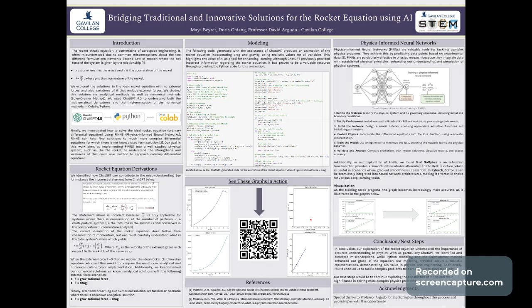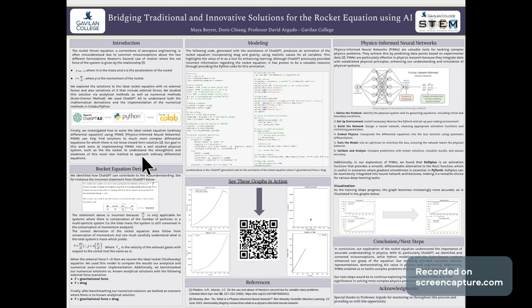Hi, this is Doris, and this summer I looked at bridging traditional and innovative solutions for the rocket equation using AI. My partner was Maya Bayret, and our mentor was Professor Argudo. At the start of our project, we used ChatGPT to study and better understand the rocket thrust equation. But in our conversations with ChatGPT, we actually discovered some inaccuracies in the explanation it was giving us.